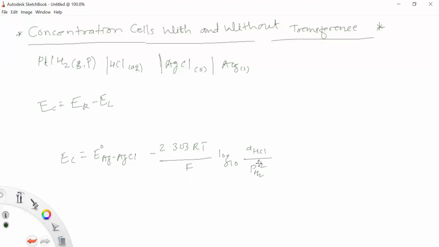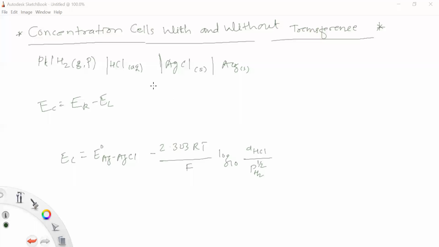Okay, if the activity of HCl and the pressure of H2 for this hydrogen gas are unity, then the equation reduces to EC equals E0 AgCl minus 2.303 RT upon F into log to the base 10 of the activity of HCl only. So this is the equation for the chemical cell without transference, right?